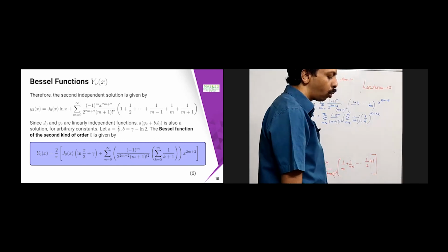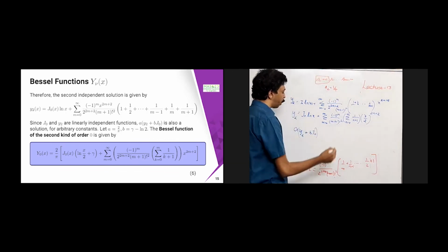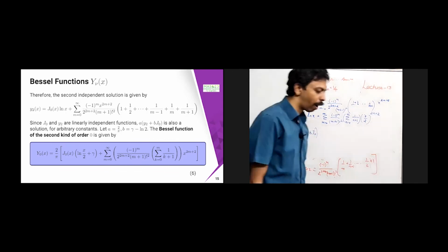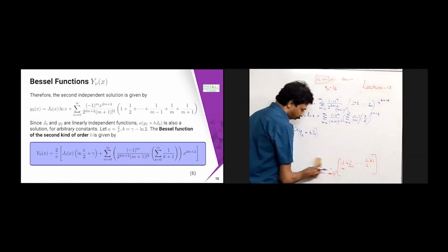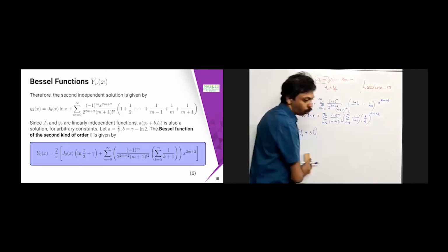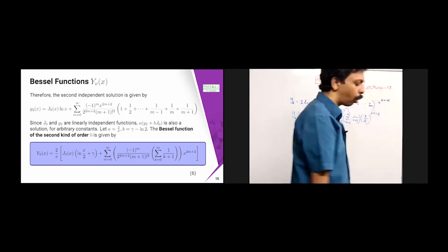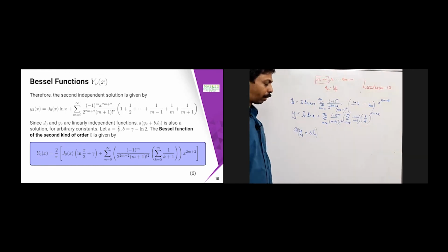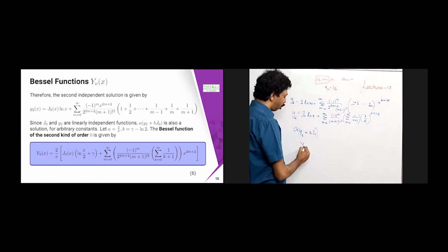Now what am I going to choose? I'm going to choose a into y2 plus b into J0, with a equal to 2 by pi and b equal to gamma minus ln 2. If I choose that, then what I'm going to get is a Bessel function of the second kind of order 0, which is nothing but Y naught of x.